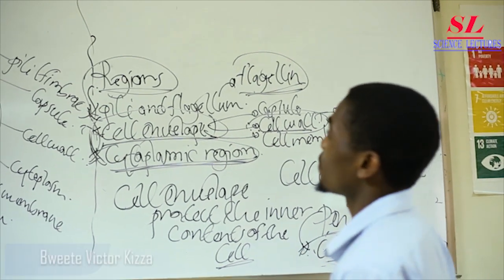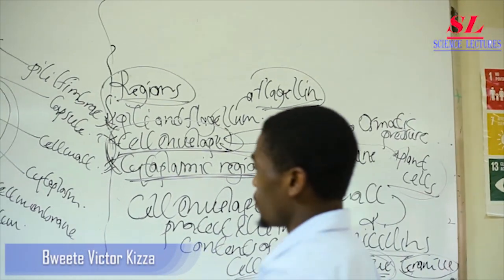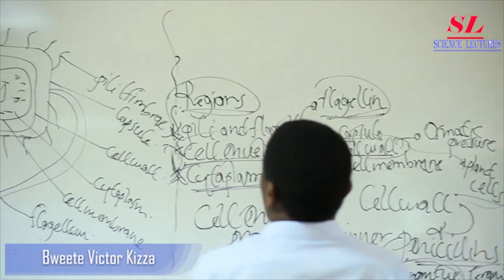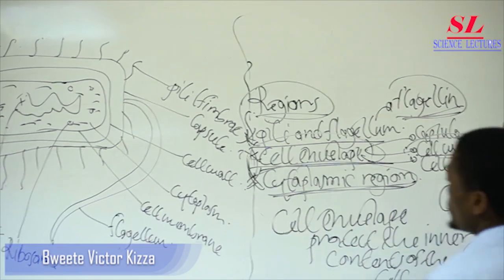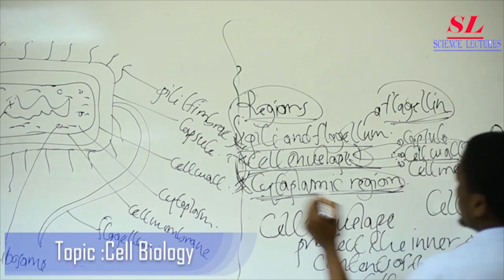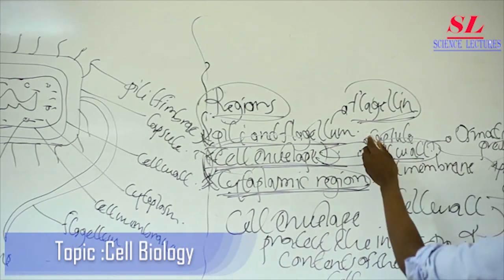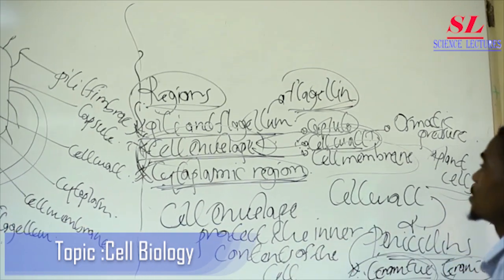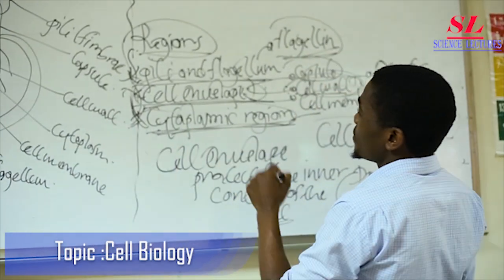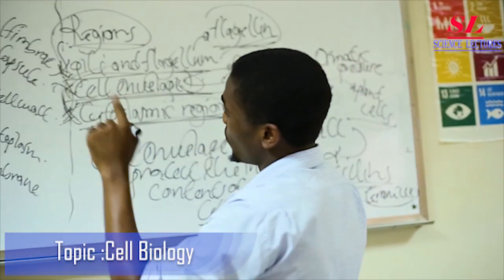So that is it for the basic regions of the prokaryotic cell: the pili and flagellum, the cell envelope, and finally, the cytoplasmic region. Note that the cell envelope is a composition of the capsule, the cell wall, and the cell membrane.